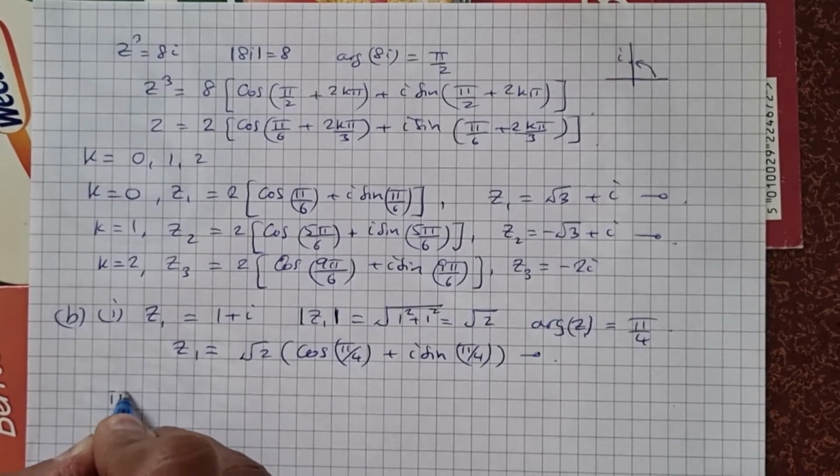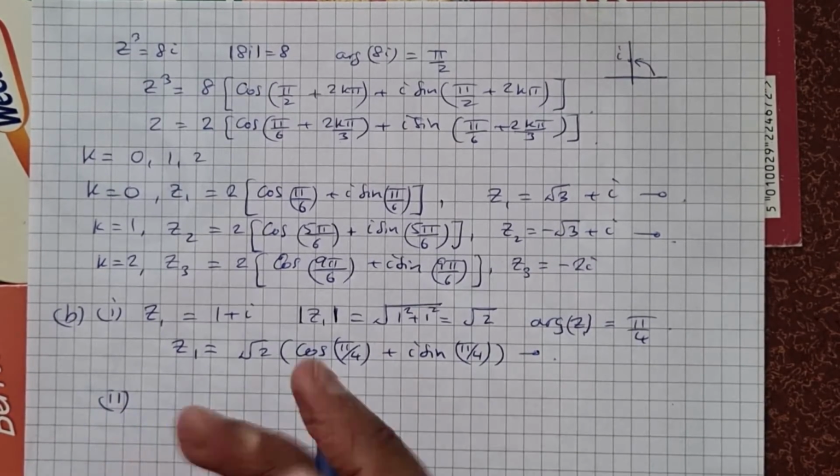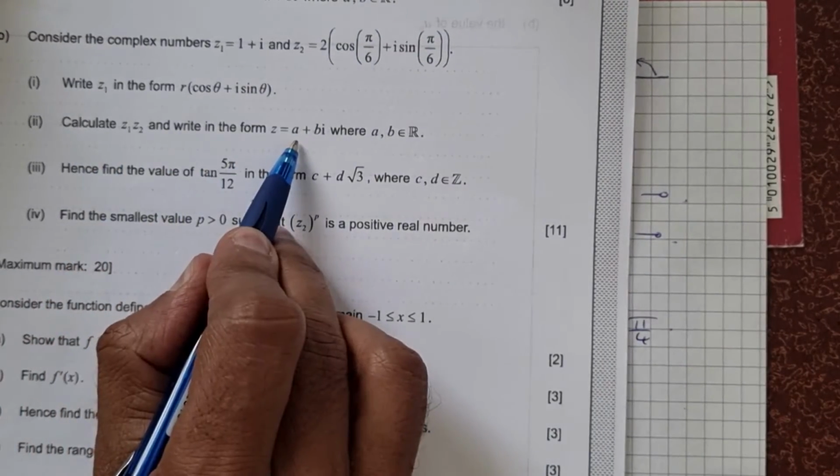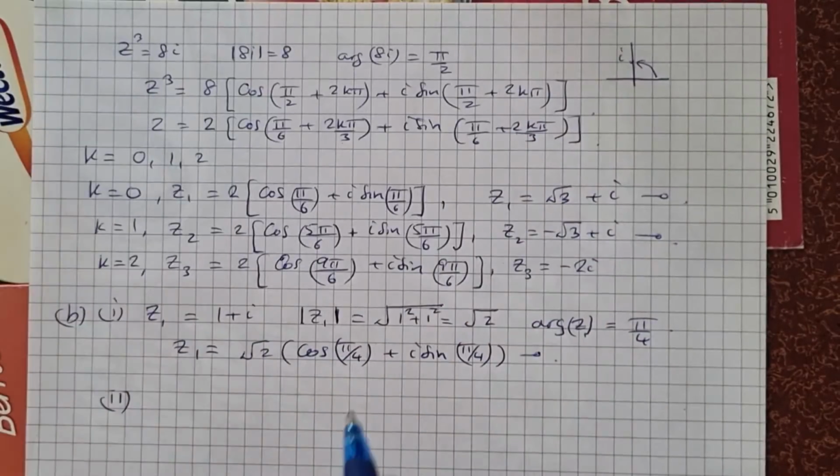So now move on to the second part. In the second part, they want us to calculate z1 times z2 and write that in the form a plus bi, where a and b are real numbers.